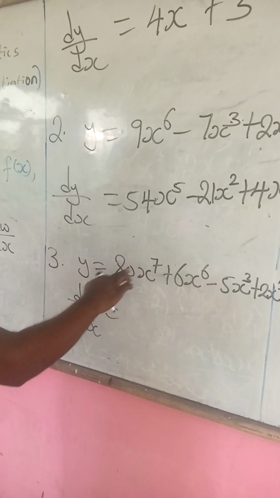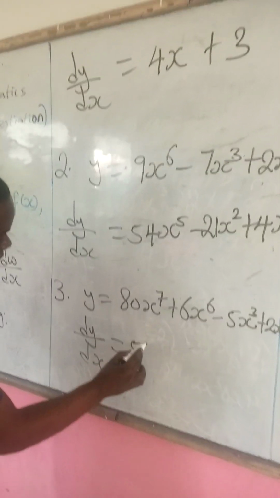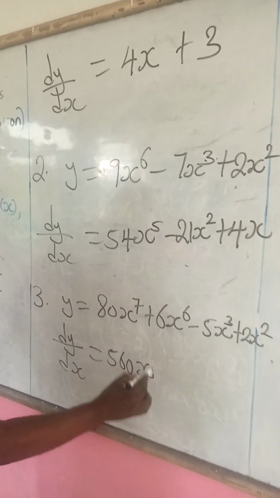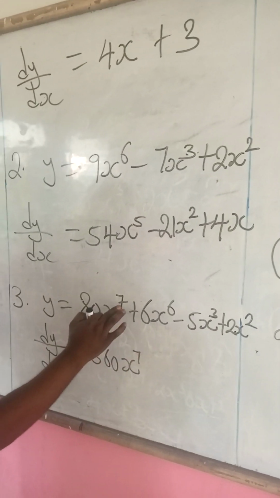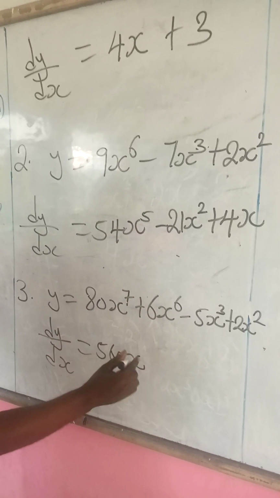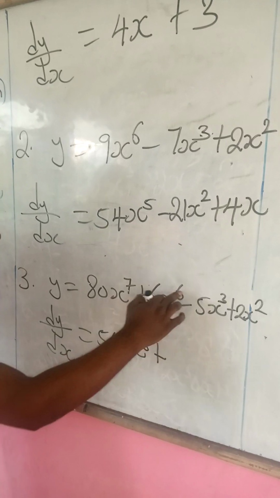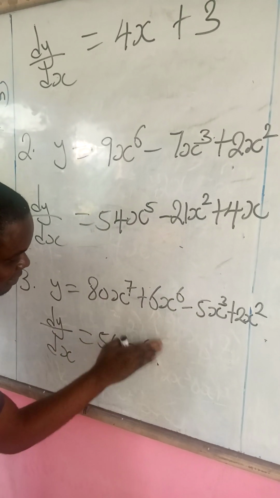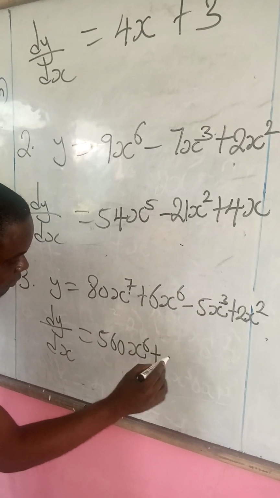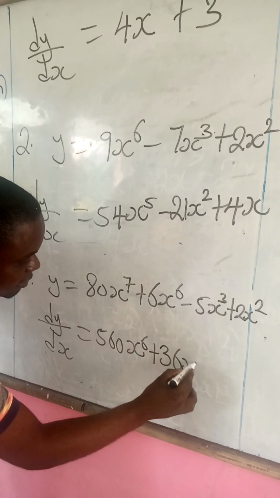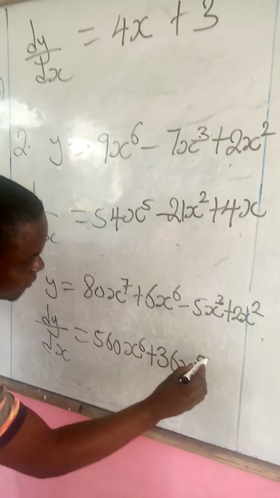becomes 7 times 80, which will give us 560, into x raised to the power 7 minus 1. 7 minus 1 will give you 6. Any problem with that? Then you write the addition sign. 6 times 6 is 36, into x raised to the power 6 minus 1, which will give you 5.